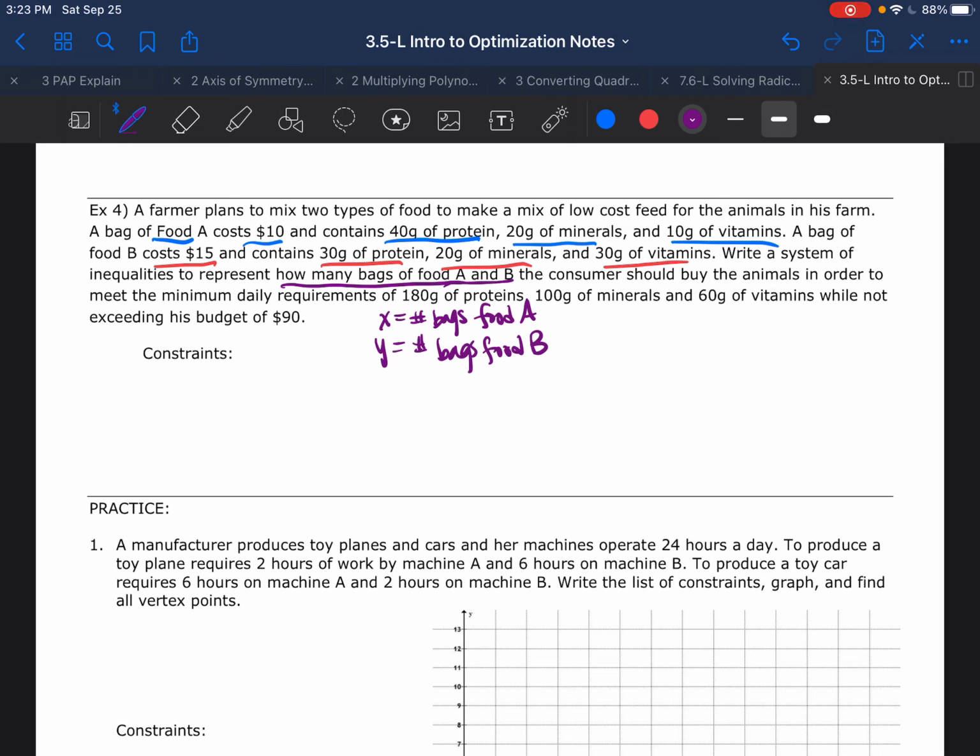How many bags should the consumer buy for the animals in order to meet the minimum daily requirement? So there's a constraint: minimum daily requirement of 180 grams of protein, 100 grams of minerals, 60 grams of vitamins. So those are our constraints. And so organizing this on a table, we have food A and food B. You could put those as columns or rows, it doesn't matter. And then we have protein, minerals, and vitamins.